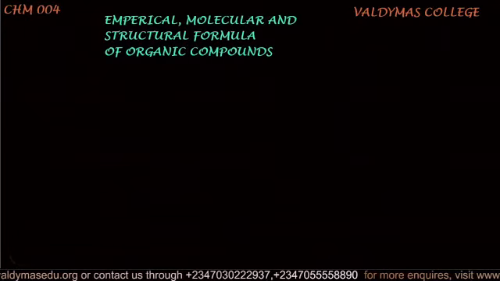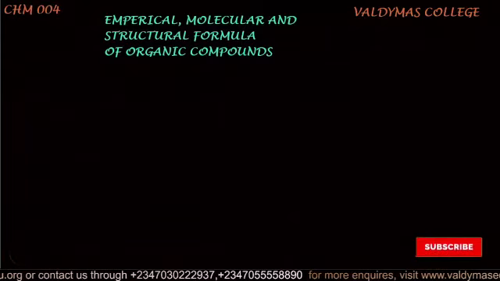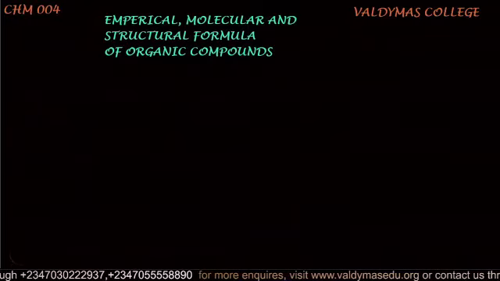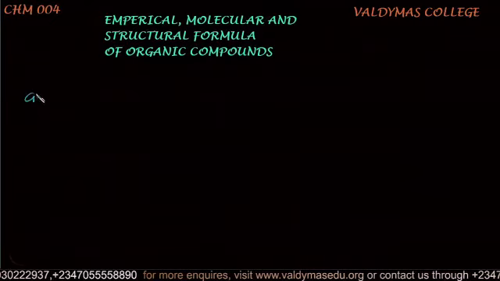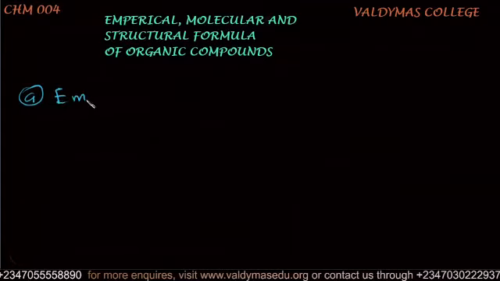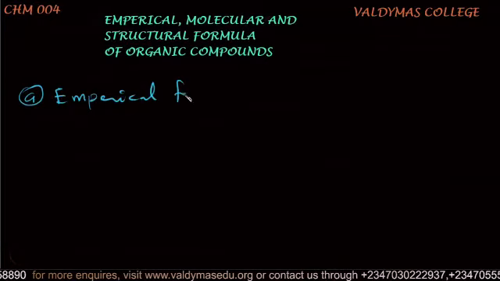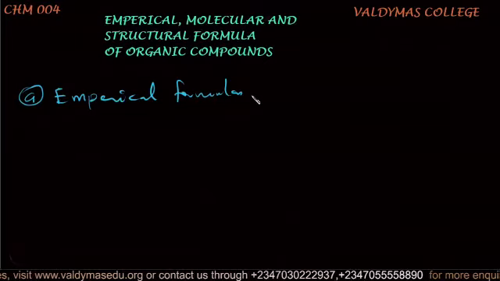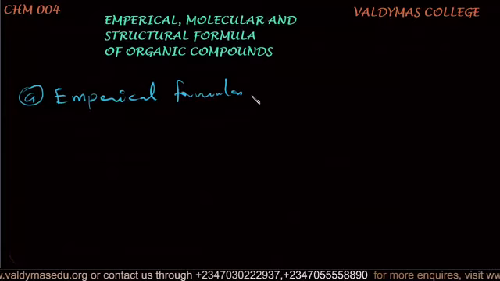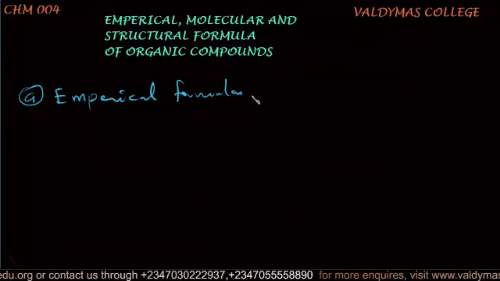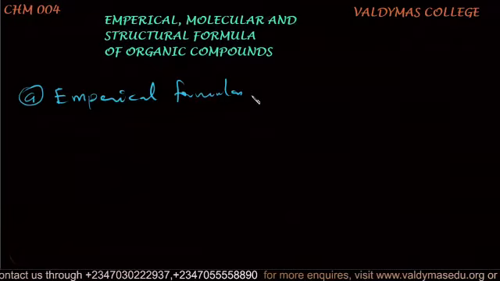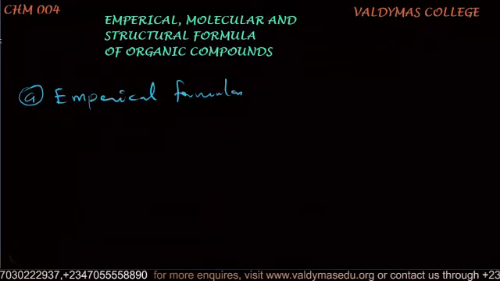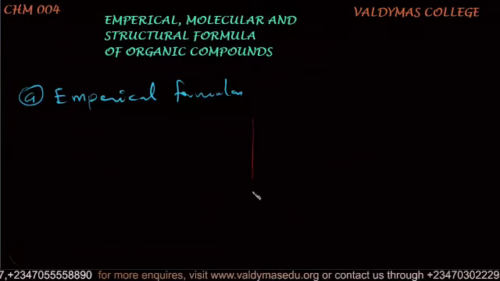Welcome to Valdymas College. In this video, we'll be looking at empirical formula, molecular formula, and the structural formula of organic compounds. So the first one we have is the empirical formula. What are empirical formulas? The formula indicates the simplest ratio of the number of atoms of each element present in the molecule. For example, let's take glucose and ethanoic acid.